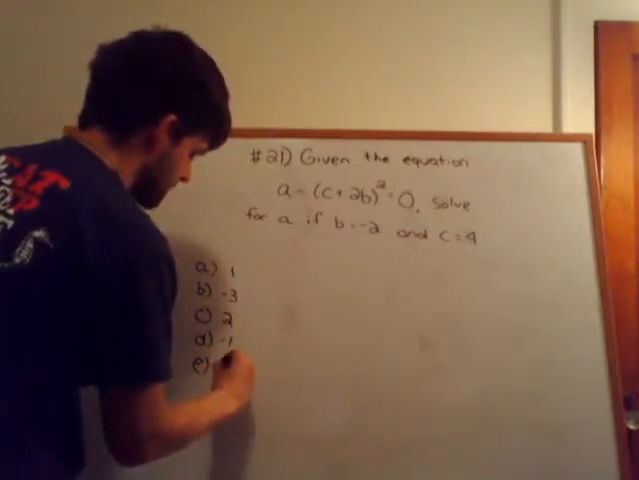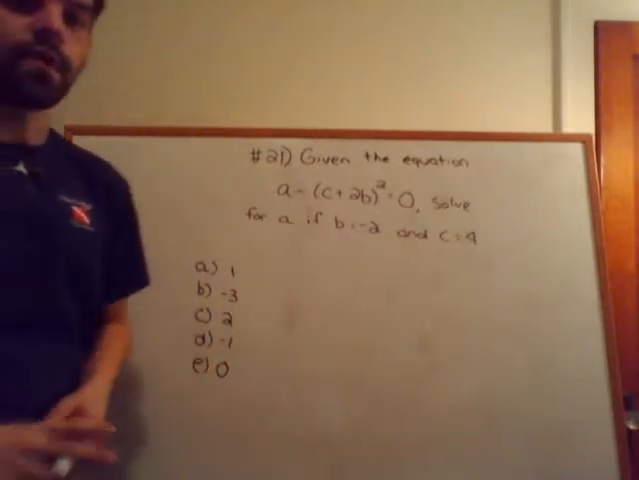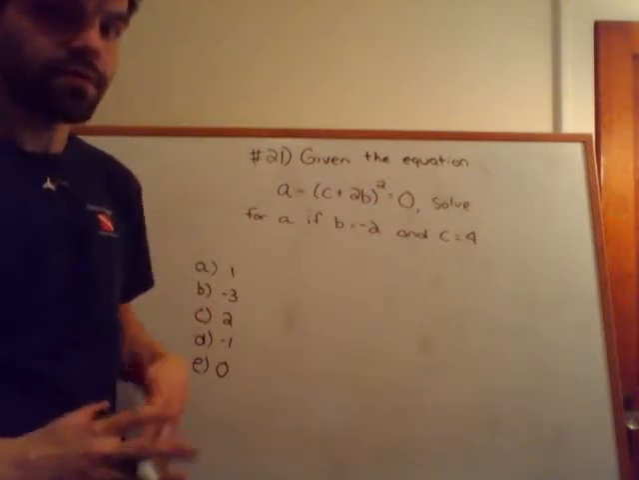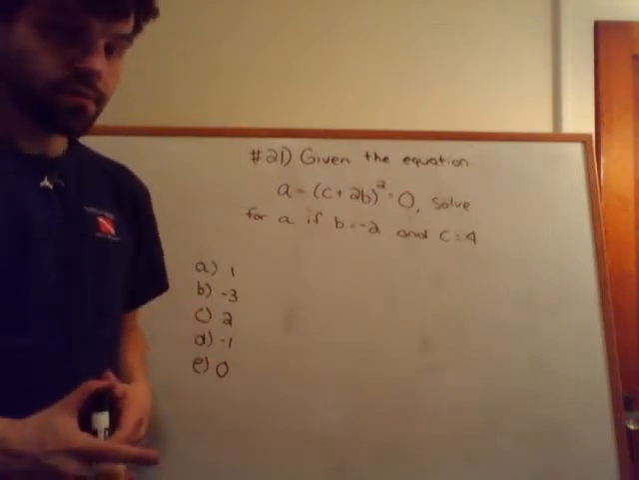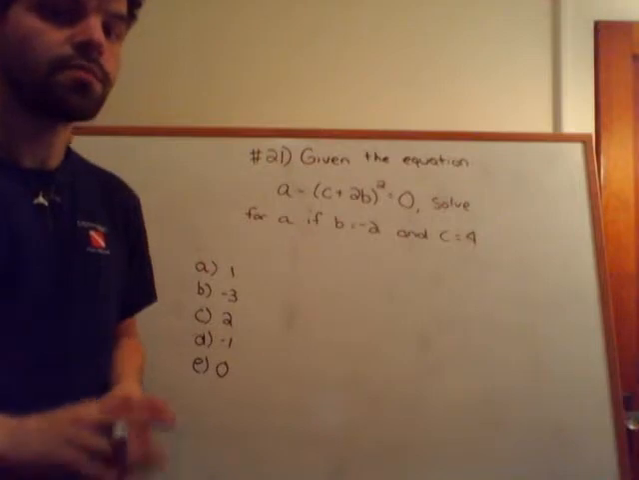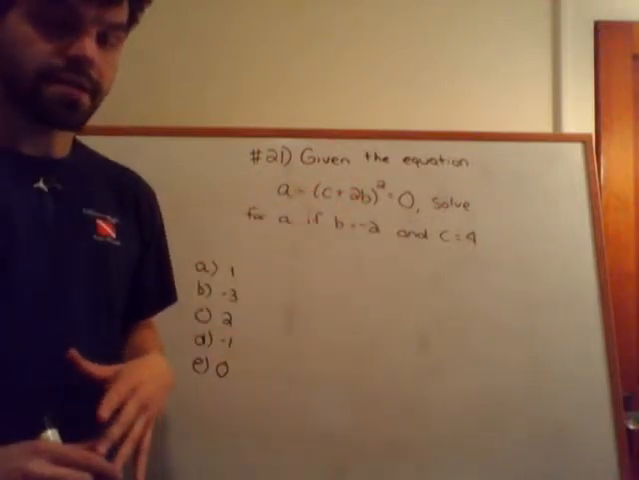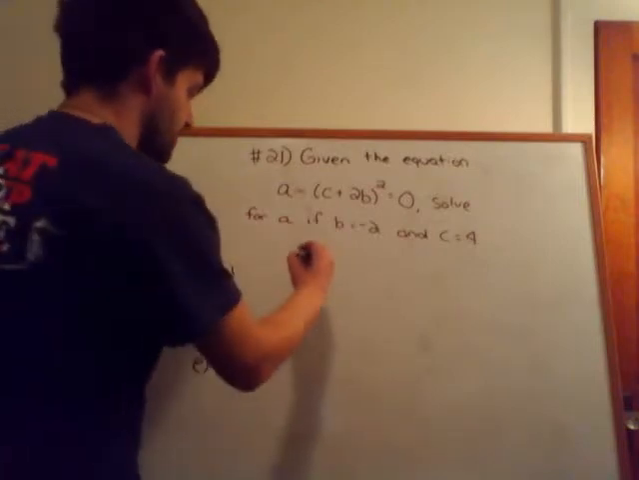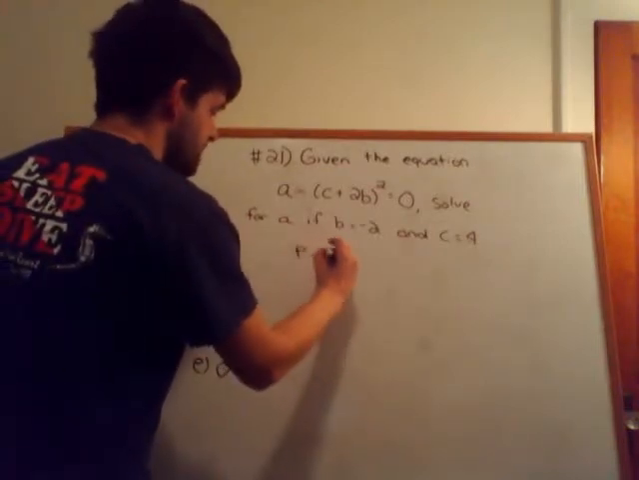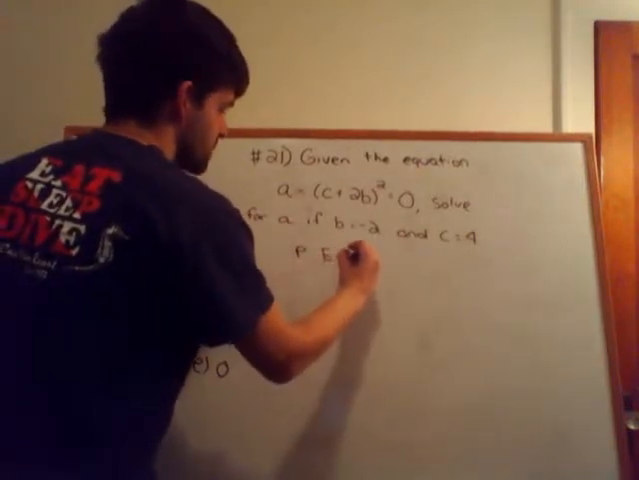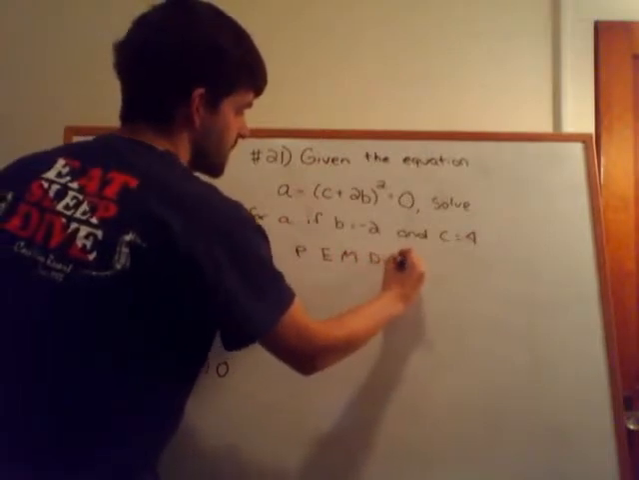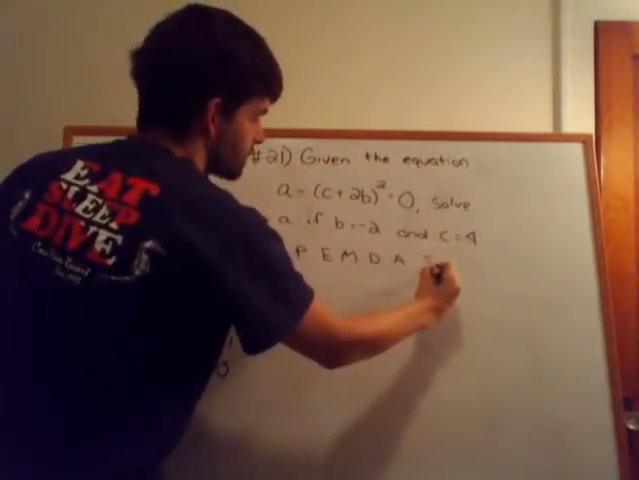-1, and 0. Okay, what I want to caution you guys before we start this problem is this is an order of operations problem. We're going to want to be really careful as we're making our substitutions that we follow our standard order of operations. Remember, we have parentheses, exponents, multiplication, division, addition, subtraction.